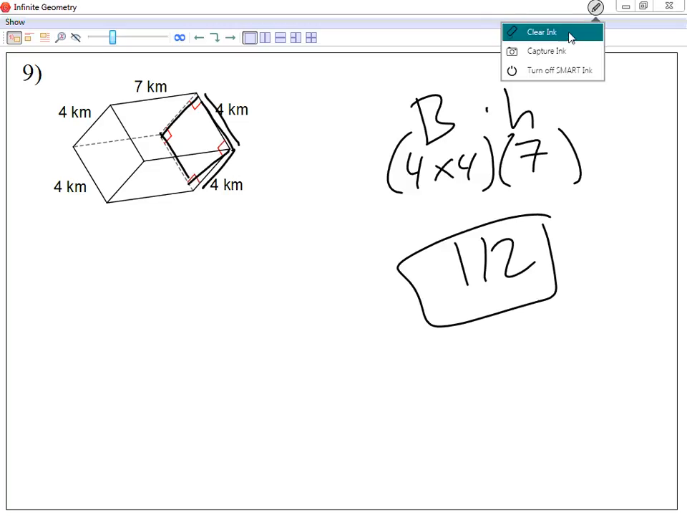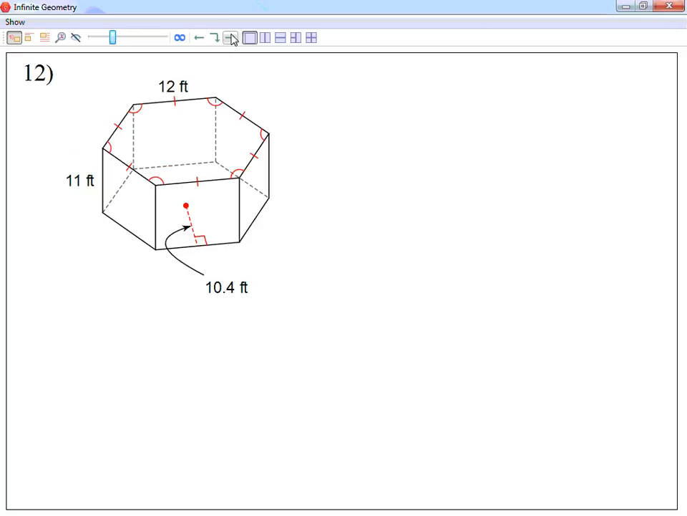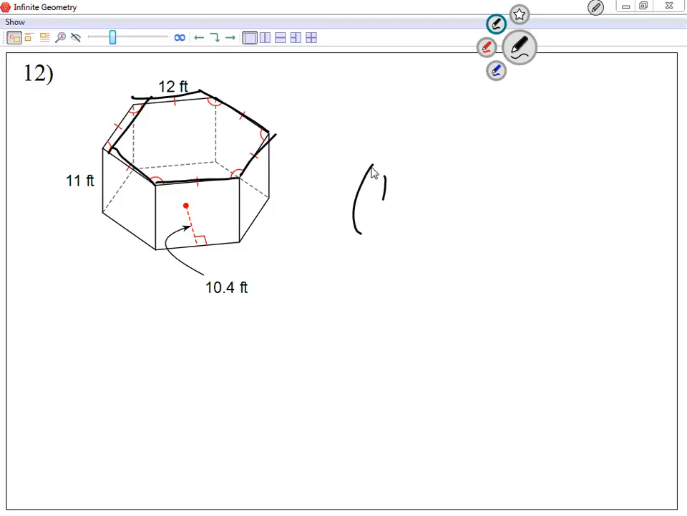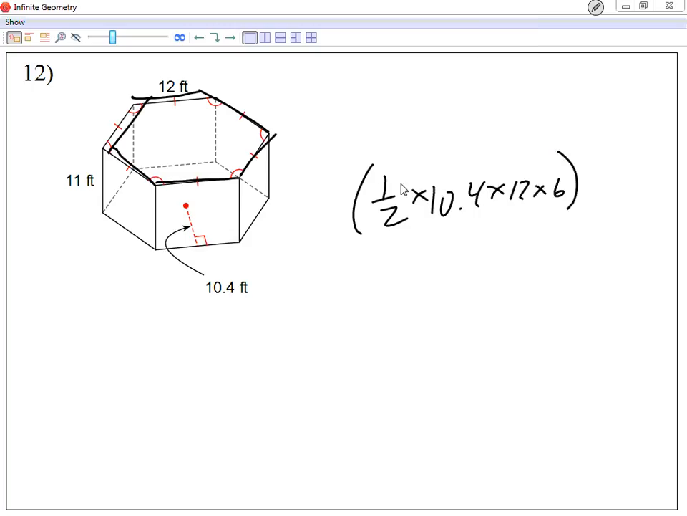Alright, let's take a look at number 12. The base is a hexagon. I remember for the area of a hexagon, I'm going to go 1/2 times the apothem, which is 10.4. That is the apothem, times the perimeter. Now, since there's 6 sides, each side is 12, the perimeter is obtained by 12 times 6. So that's the area of the base.